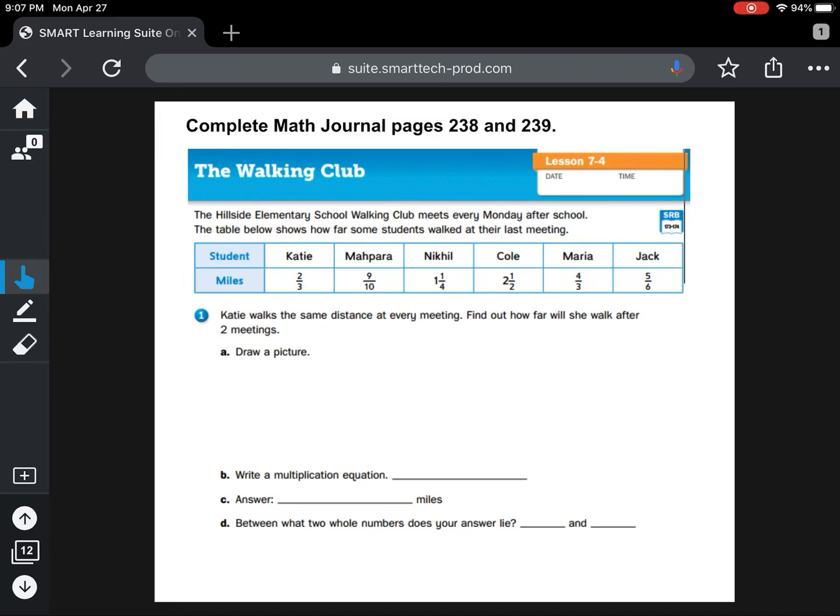All right, let's move on to our math journal. Have your math journal open to page 238 and 239. We're going to do some of these together. When I write on my math journal page, please make sure you're writing in your math journal as well.